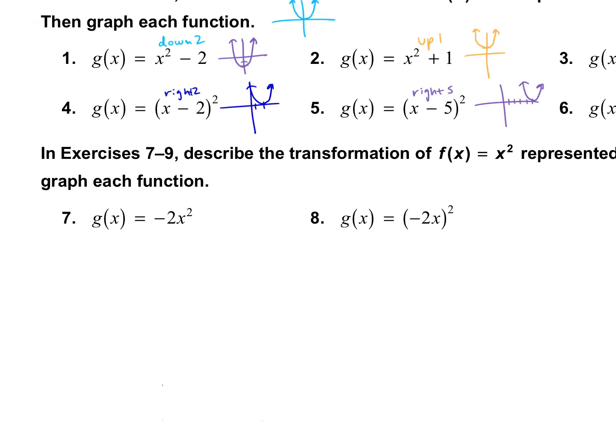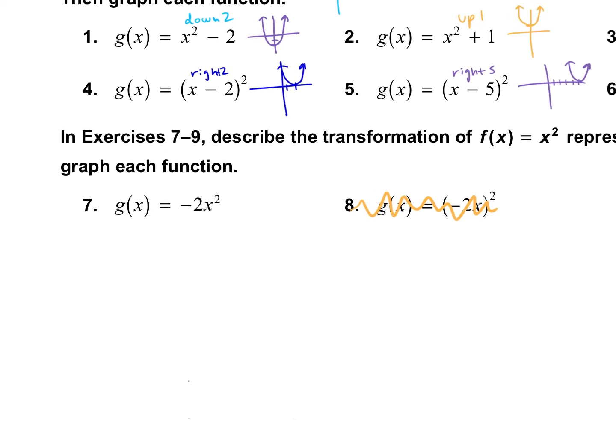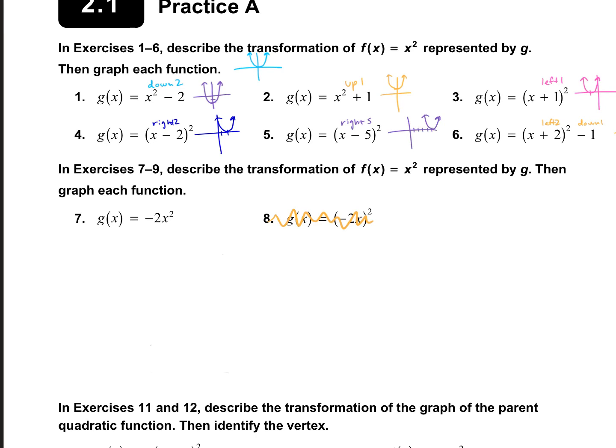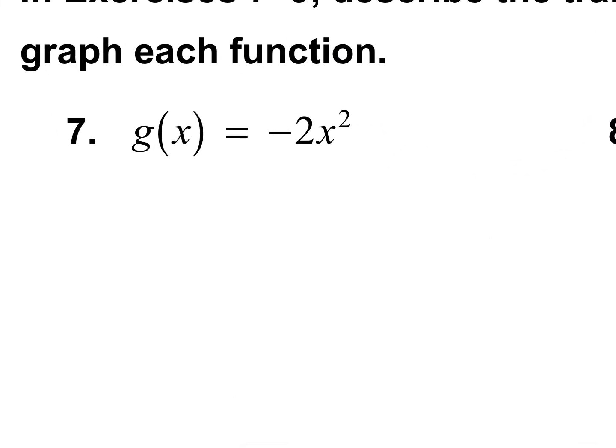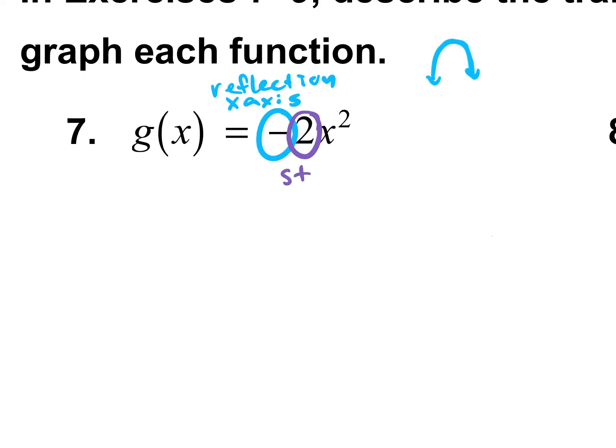All right, for the next 2, you can skip number 8. So just looking at 7. So we want to describe the transformation and then graph. What happens when I multiply by a negative on the outside? Reflection on x. So that flips my graph upside down. So instead of being a smiley face, it's now a frowny face. What happens when I multiply by 2? Stretch.